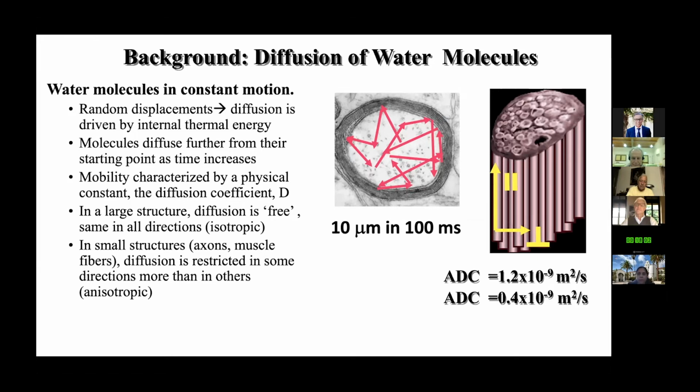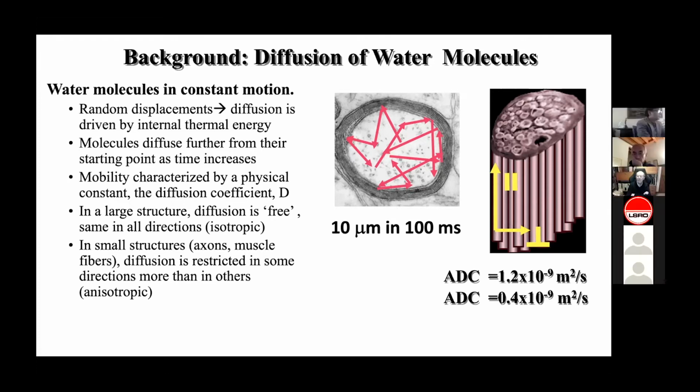If you consider a large structure, like a beaker of water, and you were to track its motion, then it would be the same in all directions. That's what is called isotropic. But in small structures, and initially all this was started by looking in the brain, but now our work is all on the muscle.